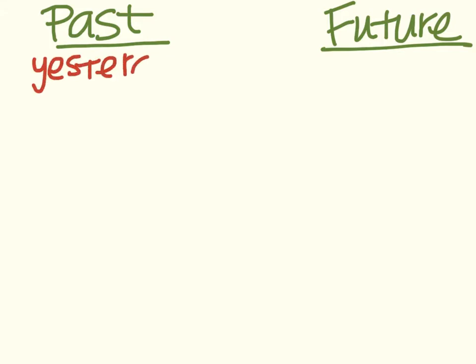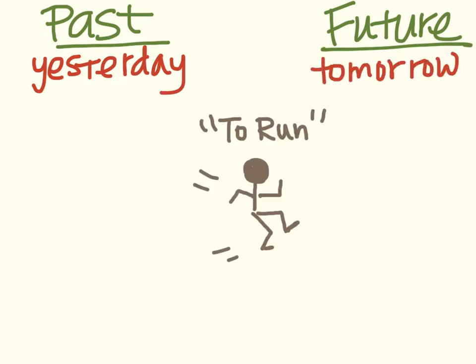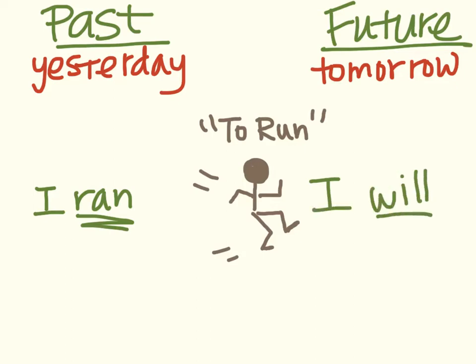So just to make sure we're all on the same page, with the verb to run, if we're putting it in the past tense, we're going to think about if I ran yesterday, then we would say I ran yesterday. And in the future, we would say I will run tomorrow. And I've underlined the parts that change depending on tense, like ran and then will run.